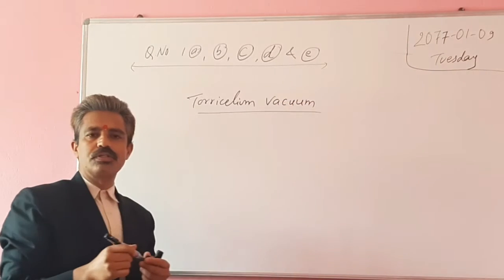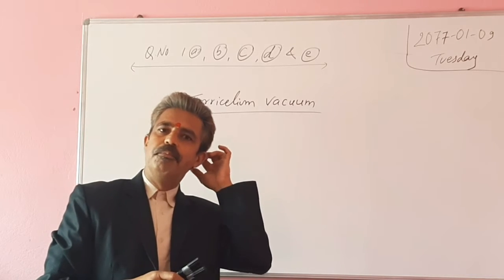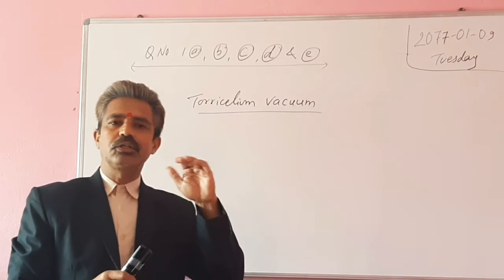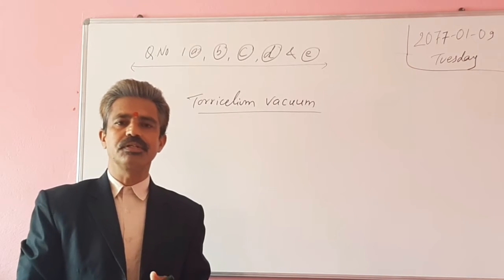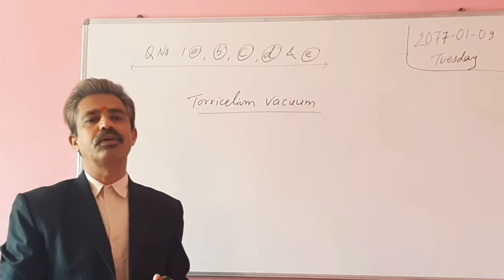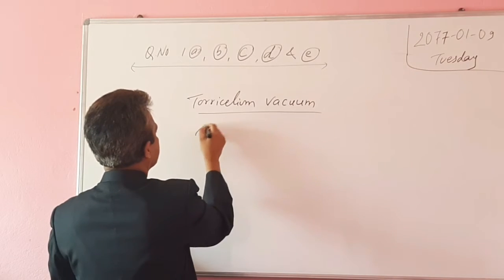From where have you got this Torricellian vacuum? Definitely, it is from the mercury barometer. At the top of the glass tube of the mercury barometer, there is a vacuum. That vacuum is called Torricellian vacuum.